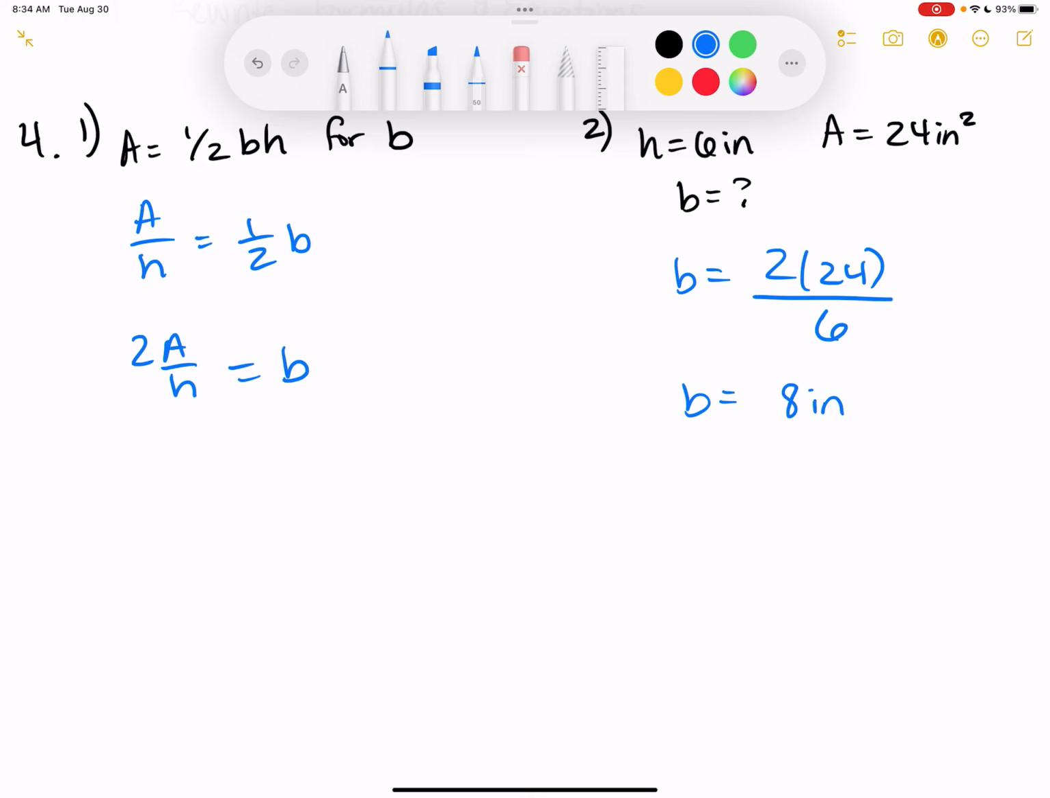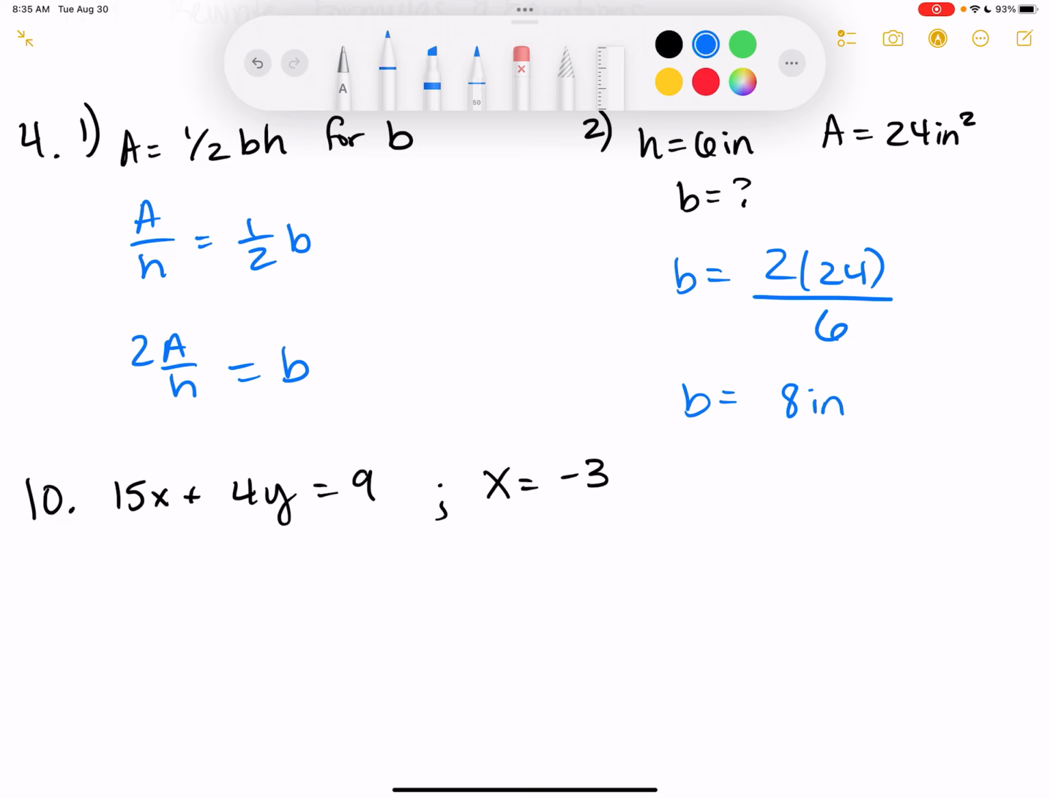The next one says to solve the equation for y, then find the value of y for the given value of x. So very similar to what that one just was. Number 10, 15x plus 4y equals 9, and x equals -3 is what we'll be plugging in.